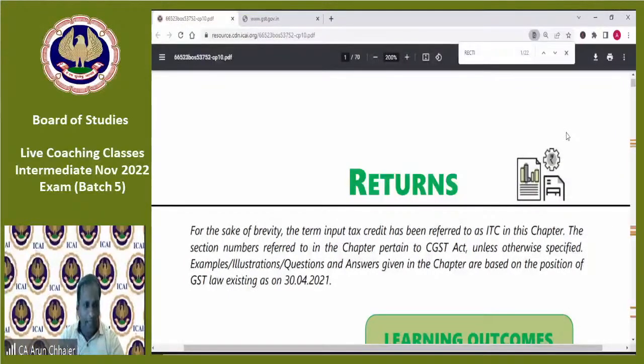Can you tell me any one category of registration which is not required to file the GSTR1? I'm saying not applicable, or not required to file the GSTR1. In which category of the registration is it not required to file, not applicable?